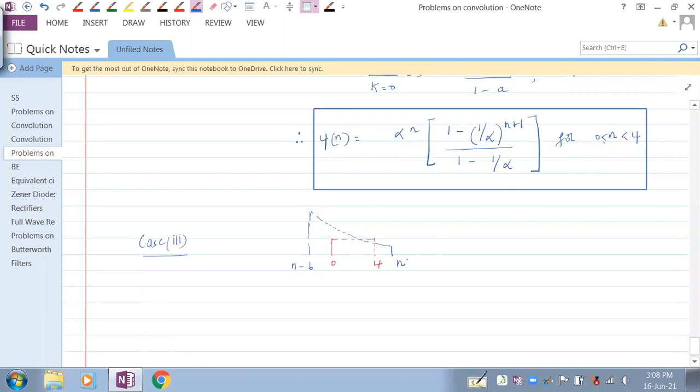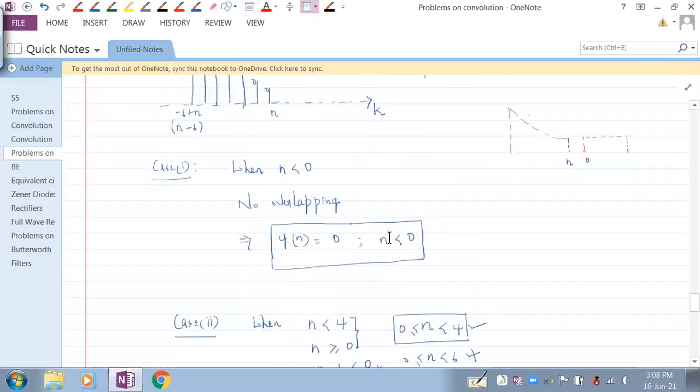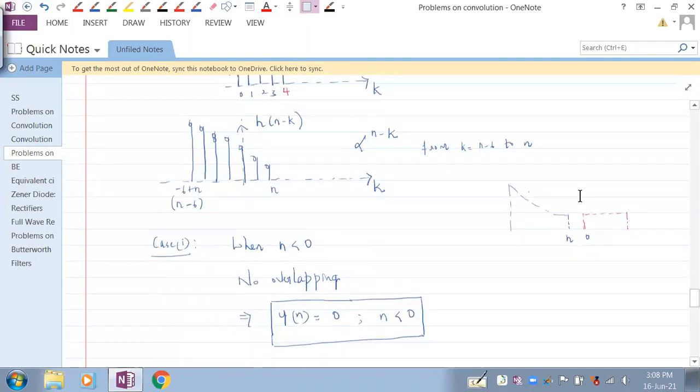Understand that? Now, what all cases will we come across? Everybody just see here. This is the figure I'm saying. The first case was this. No overlapping. That means n is less than 0. Straightforward. No overlapping, so it is 0.